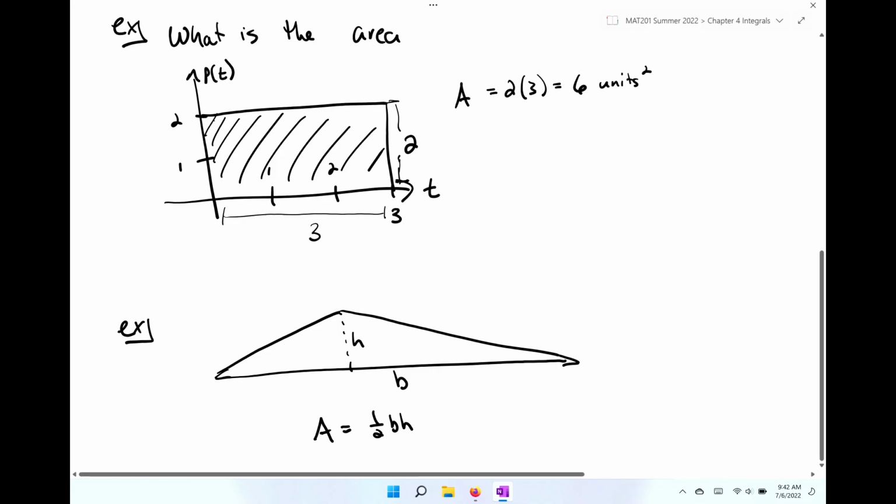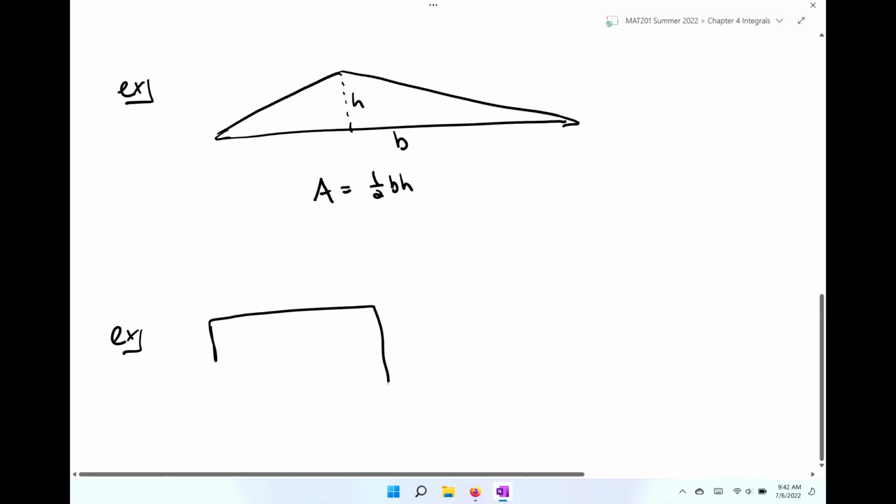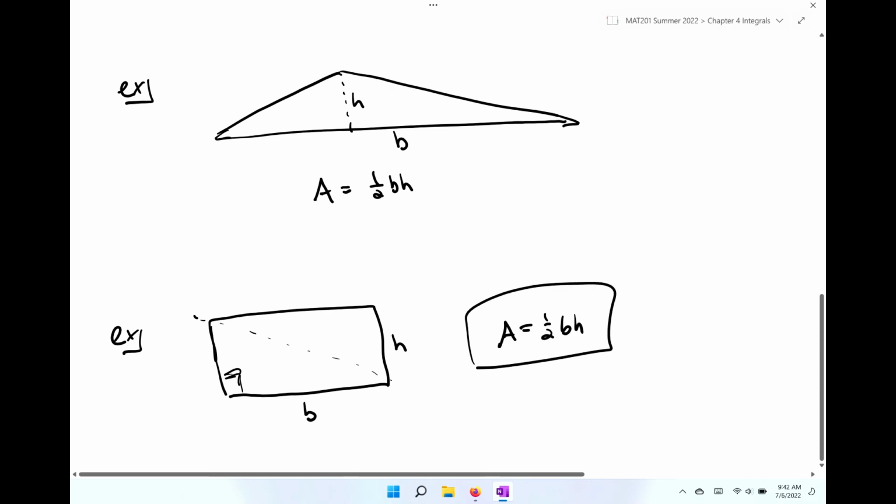I mean, you can even derive this formula just by looking at a rectangle. If I label this base and height, we know for a rectangle, area equals base times height. But if I were to cut this in half, notice you get this beautiful right triangle, so just cut it in half. There's your area for a triangle. I mean, you can easily derive these just by kind of working off of one simple one, which is the rectangle.